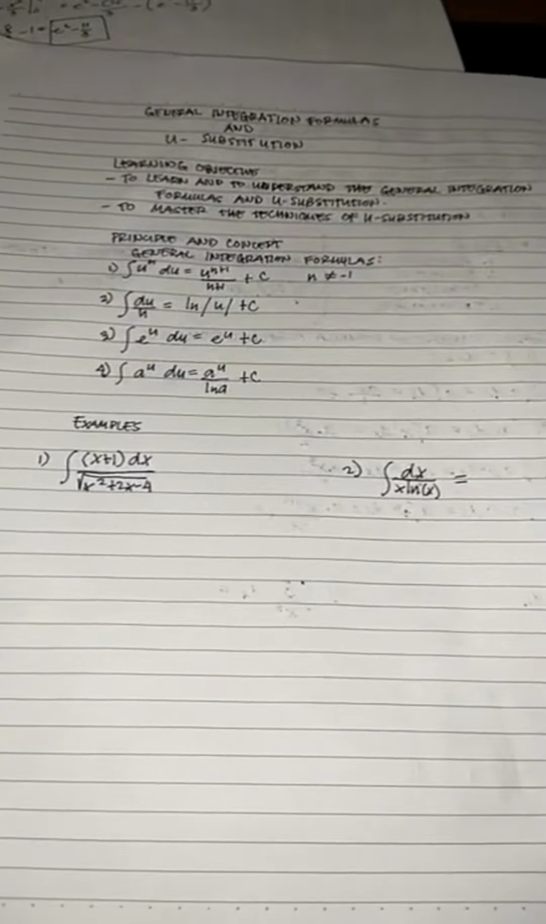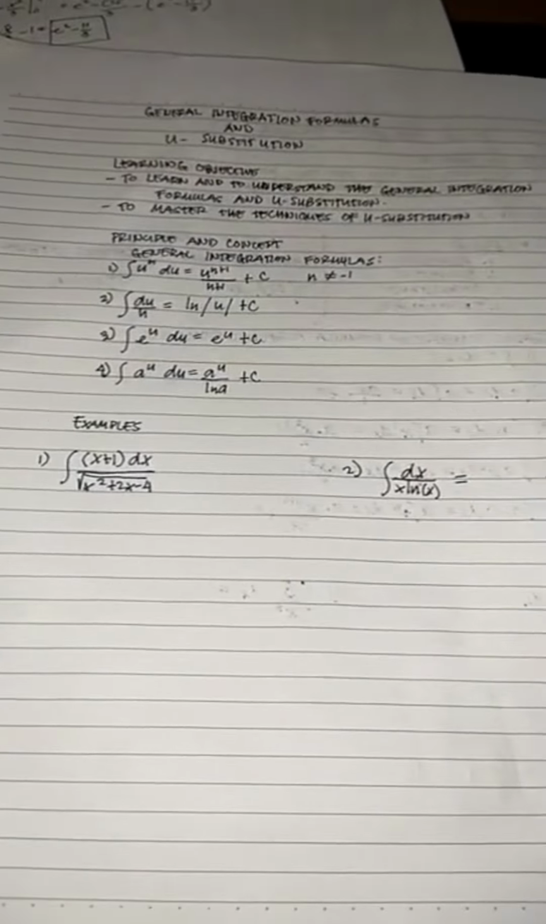And our du, the derivative of our u, is 2x plus 2 dx, or it will become 2 times x plus 1 dx. So now we can solve the problem because we have u and du.